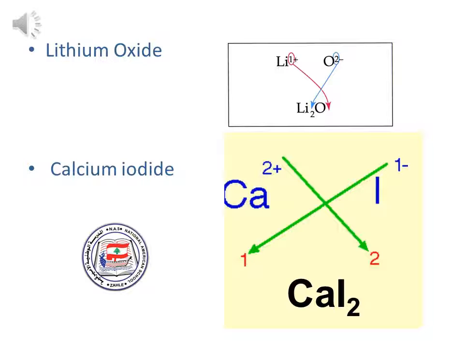Lithium belongs to group 1A, so the charge is 1+. Oxygen belongs to group 6A, so the charge is 2-. We do the crisscross method. The formula is Li2O, and its name is lithium oxide. Calcium belongs to group 2A, so the charge is 2+. Iodine belongs to group 7A, so the charge is 1-. And the formula is CaI2, and its name is calcium iodide.